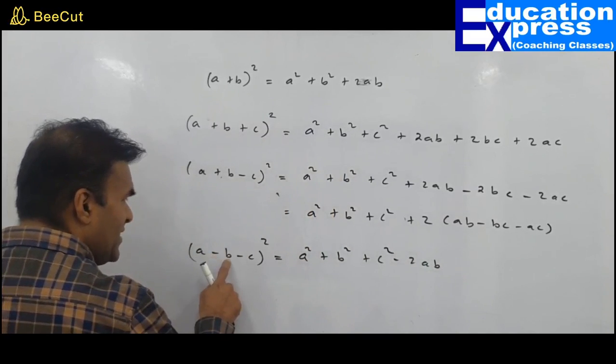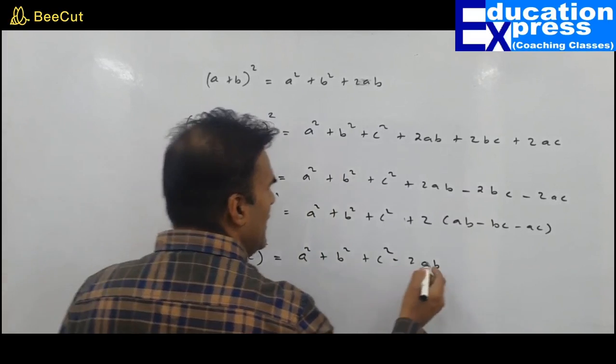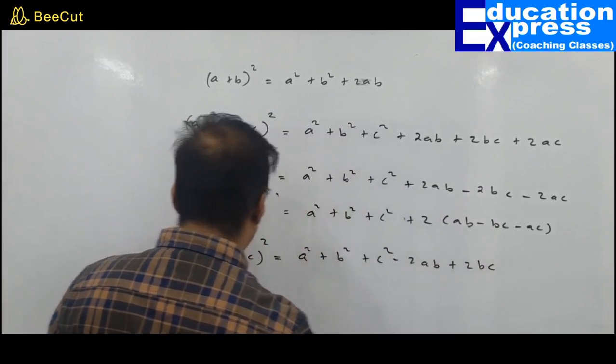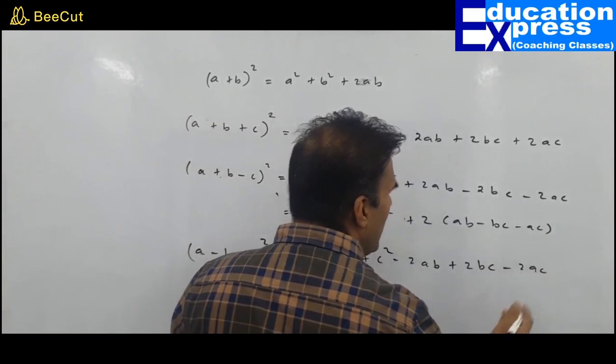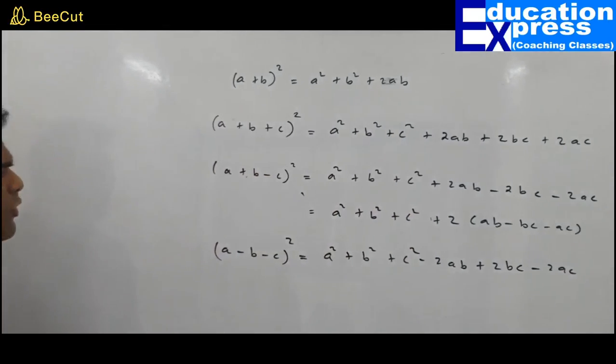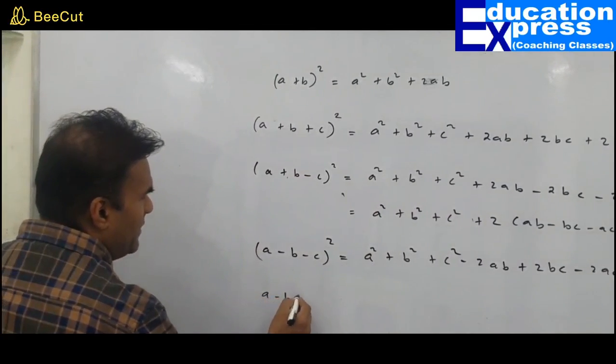2 into minus B into minus C, that will be plus 2BC. 2 into A into minus C, minus 2AC. As simple as that. Any permutation combination you try, A minus B plus C.